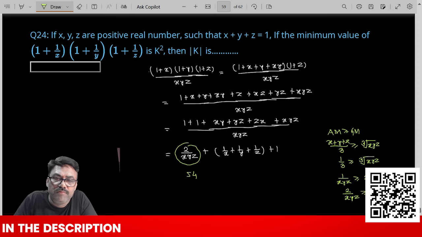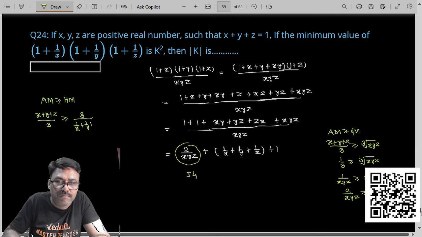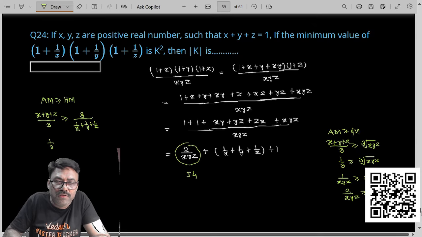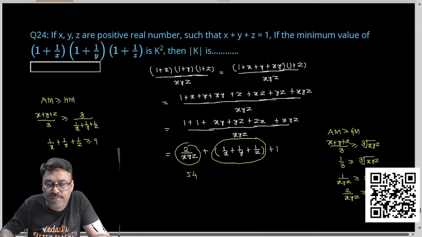Now let's use AM greater than or equal to HM. For three numbers, AM will be x plus y plus z by 3, and HM will be 3 divided by the sum of reciprocals. x plus y plus z is 1. So if you solve it, you will get 1 by x plus 1 by y plus 1 by z greater than or equal to 9. So this quantity is minimum 9.